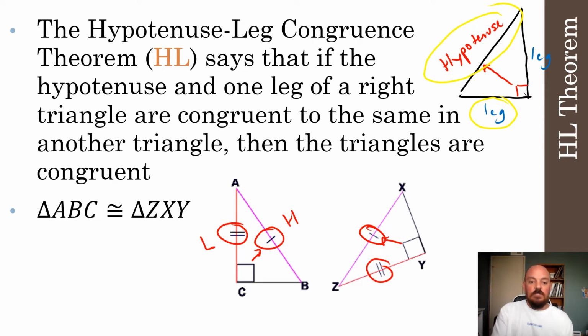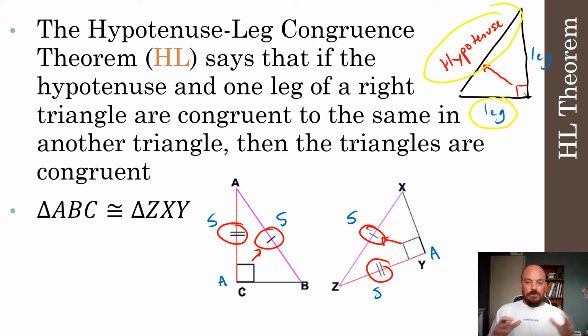Now what I want you guys to notice real quick is, if we didn't know HL, what you're actually looking at here, if you think of it in terms of last week's lessons, is the SSA triangle that doesn't work. You have side, side, angle. Side, side, angle. That's the one that doesn't work. So what we're really saying here is that no, SSA doesn't work for proving triangles are congruent, but it does work if it's a right angle.